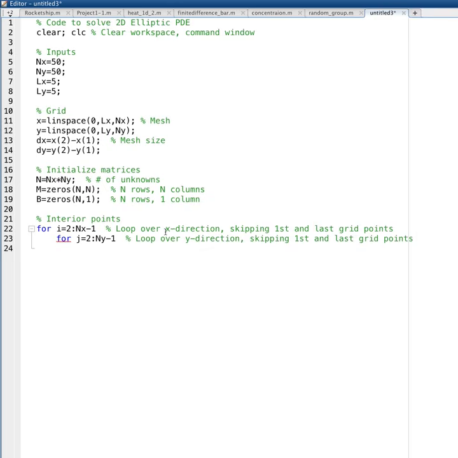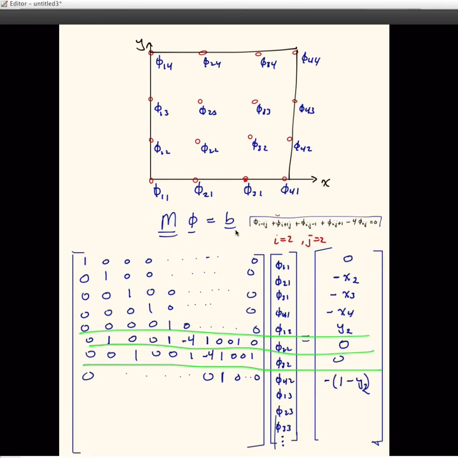fill in the different parts of this M matrix. But first of all I need to figure out which row in the matrix I am. So let's go back to the matrix that we constructed before. We're currently at the ij grid point, which for example could be 2, 2, could be 3, 2. But we need to know which number in this column we're at.